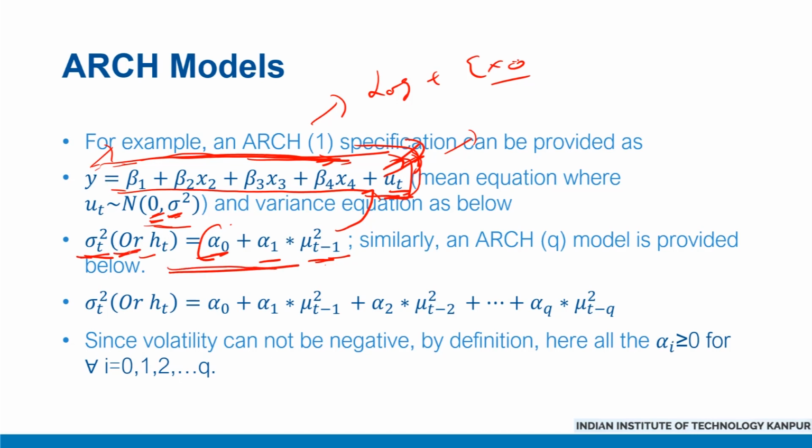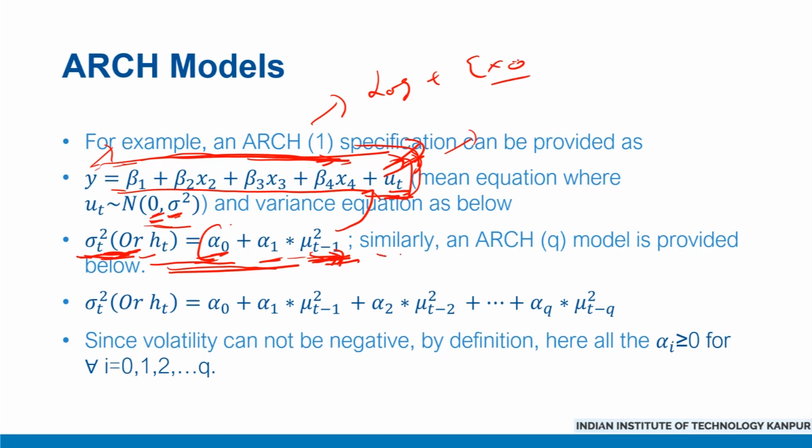This is a simple ARCH(1) specification where the estimate of conditional variance, or sigma square t, is a function of previous period innovations, that is mu square t minus 1. I repeat again, this is a simple ARCH(1) specification where the estimate of volatility is a function of its immediate previous period innovation, or information shocks or residuals, that is mu square t minus 1. This is the ARCH(1) specification.